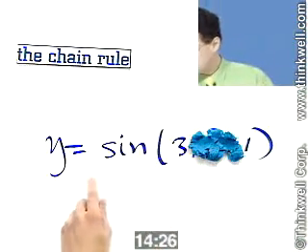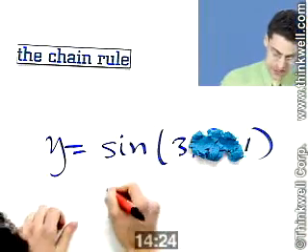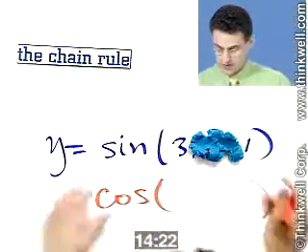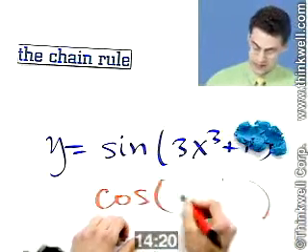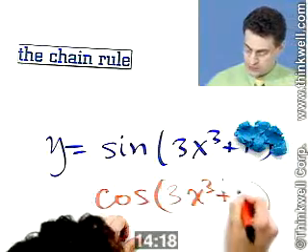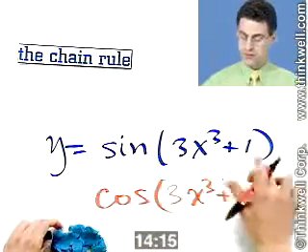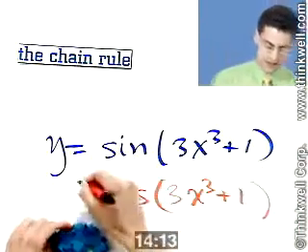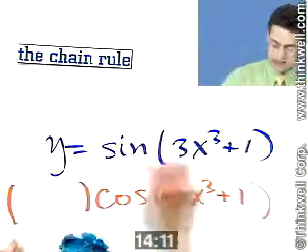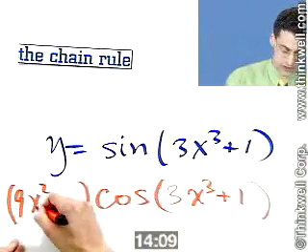So take the derivative of the outside. So the derivative of sine of blop is actually cosine of blop. So it's cosine of blop. And what's the blop? The blop is going to be 3x cubed plus 1. And then you multiply that by the derivative of the inside. And the derivative of that turns out to be just, let's see, 9x squared plus 0.